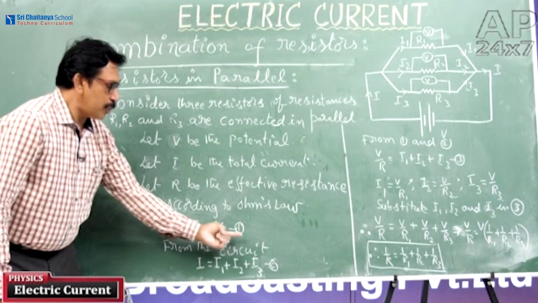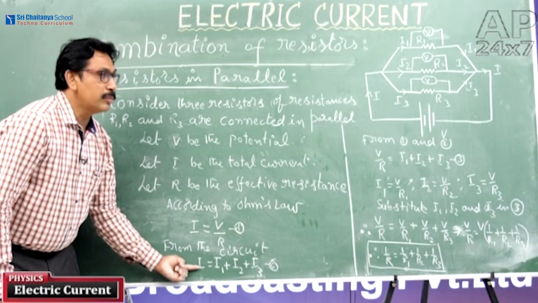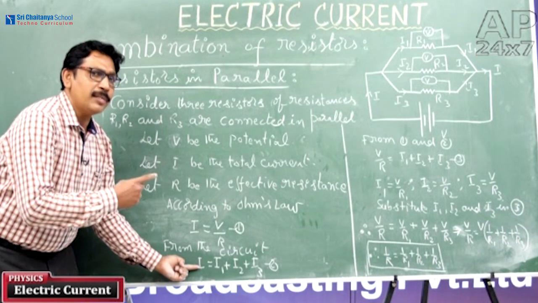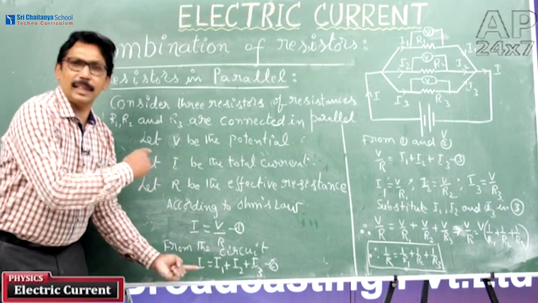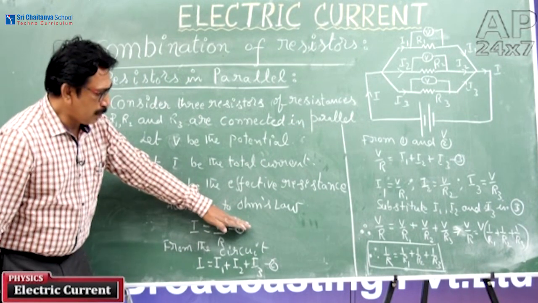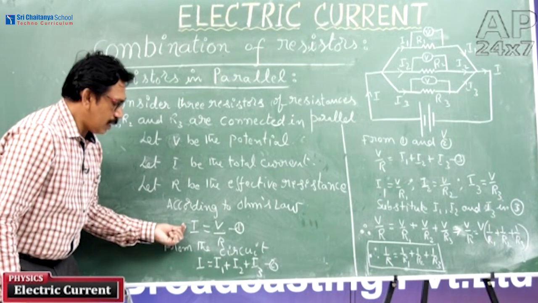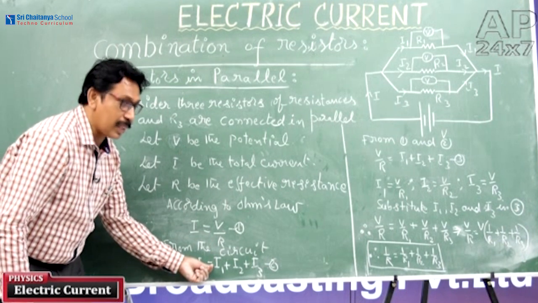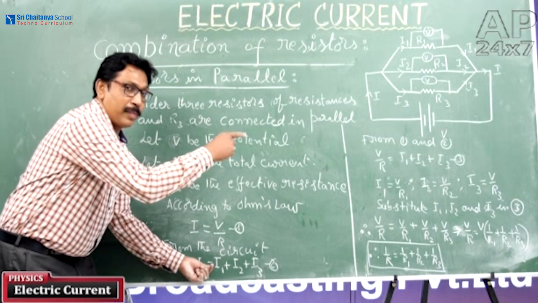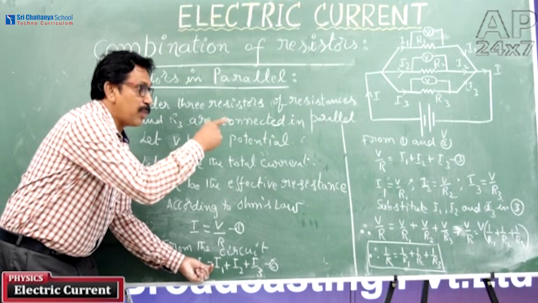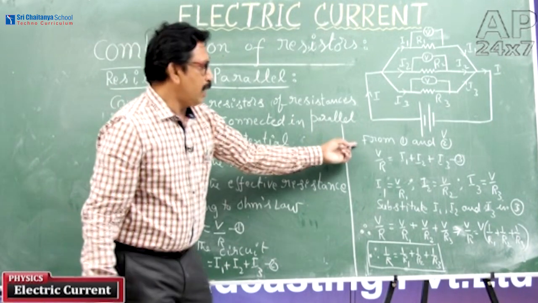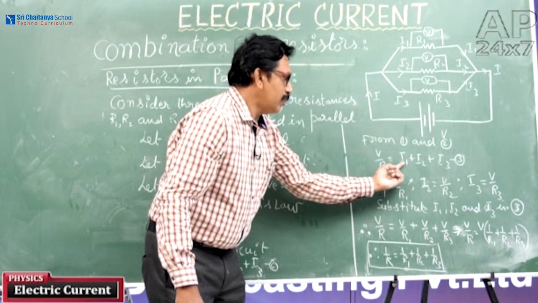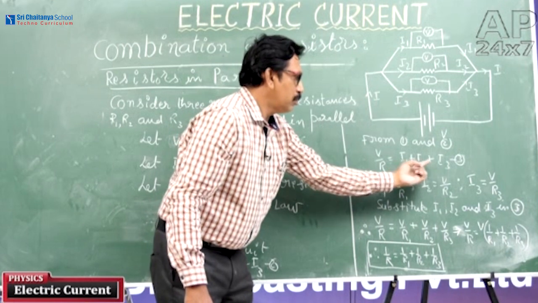Now, from the circuit, what is I here? It is I1 plus I2 plus I3. That is equation number 2. What is here? I. What is here even? It is I. So, can I equate these two? Yes, I am equating. From 1 and 2, V by R is equal to I1 plus I2 plus I3.